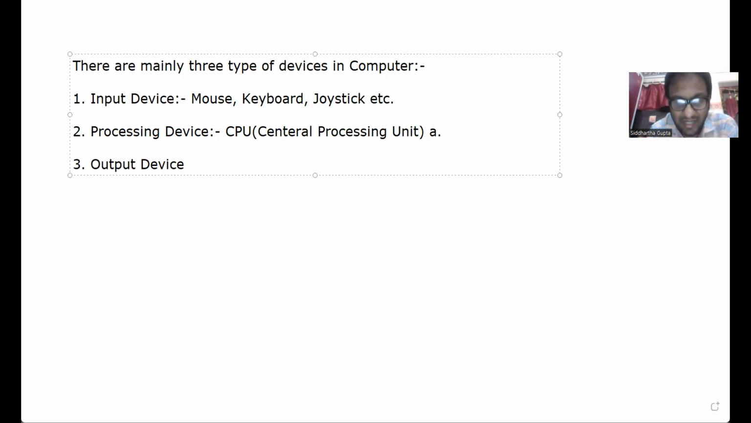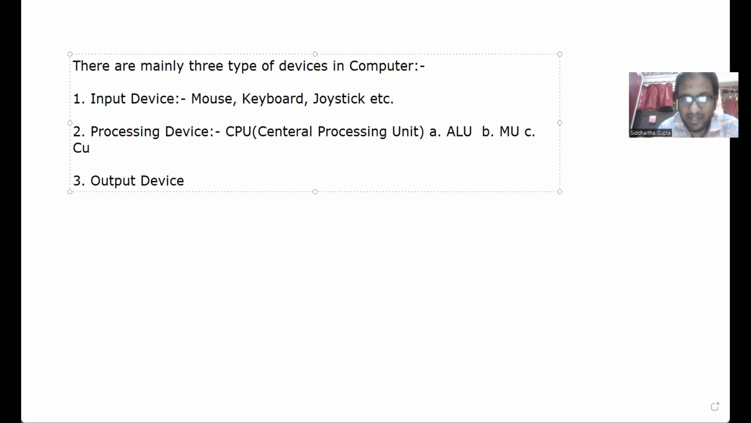And a CPU has three main parts. First is ALU, that is arithmetical logical unit. Second is MU, that is memory unit. Third, last but not least, is CU, that is control unit. So I think you guessed that there are three main parts of CPU: ALU, that is arithmetical and logical unit, MU means memory unit, and CU stands for control unit.